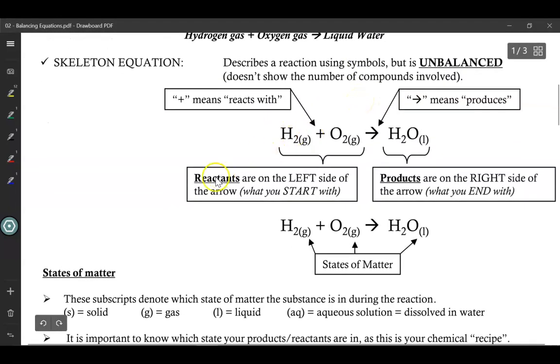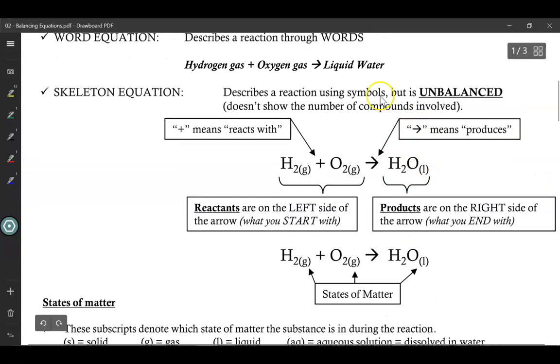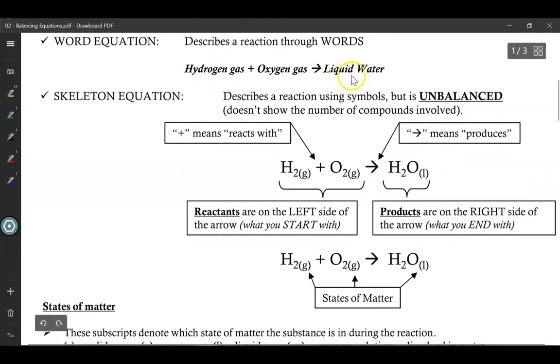Now, reactants are generally written on the left side of the arrow, so this is what you'll start with, while products are on the right side of the arrow, what you end up with. So this is what the chemicals look like before the chemical reaction, and this is what they look like after the chemical reaction. Now, instead of using words to describe the chemical reaction, we can make things quicker by writing out their chemical symbols instead. This is known as a skeleton equation.